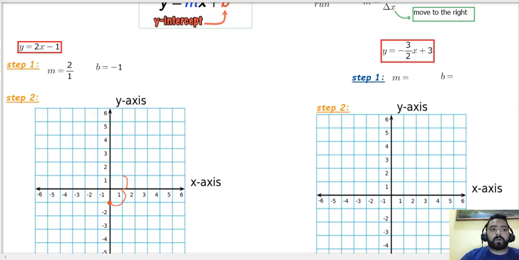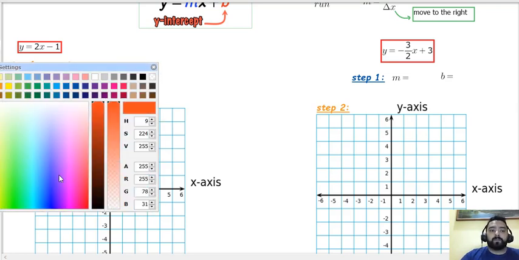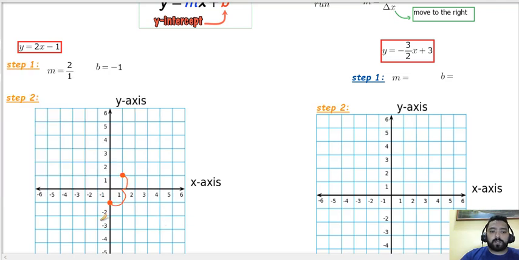And here we plot the second point. Now we have the 2 points, and you have to connect them. How are you going to connect them? With a line. So you do it like this. You use a line to connect them, and we have the graph of the linear function for this specific function.